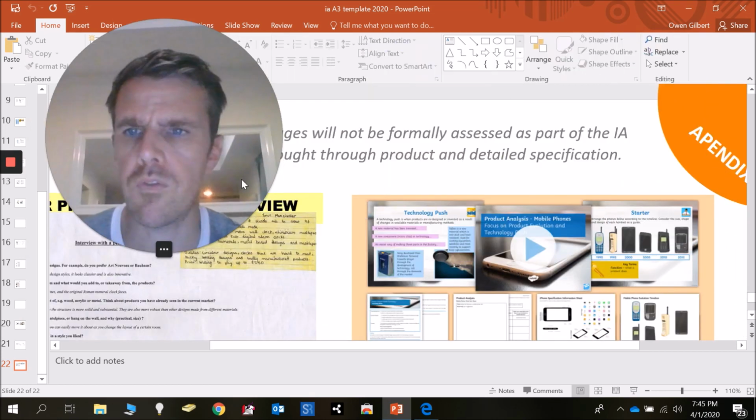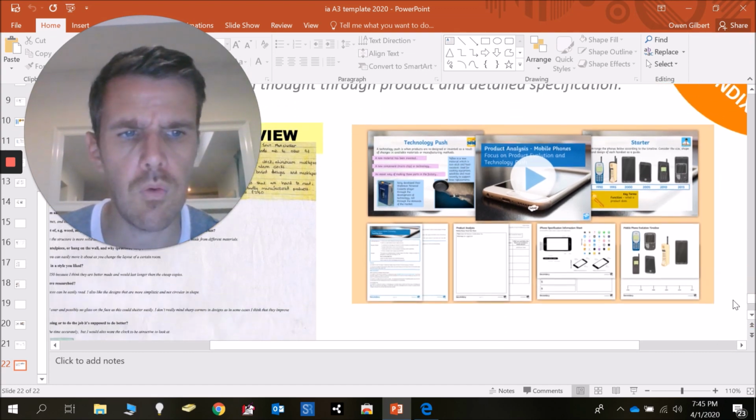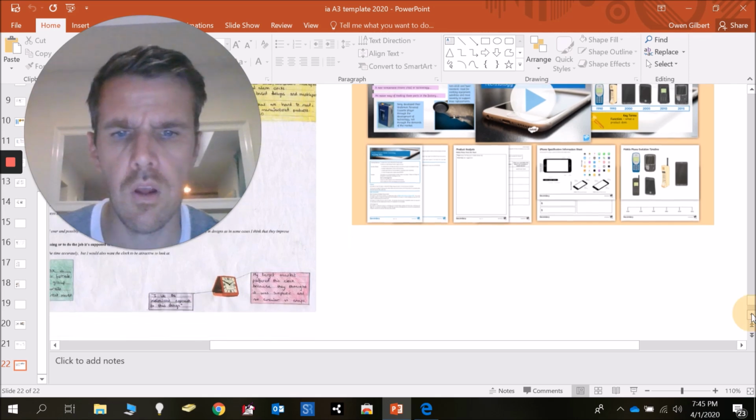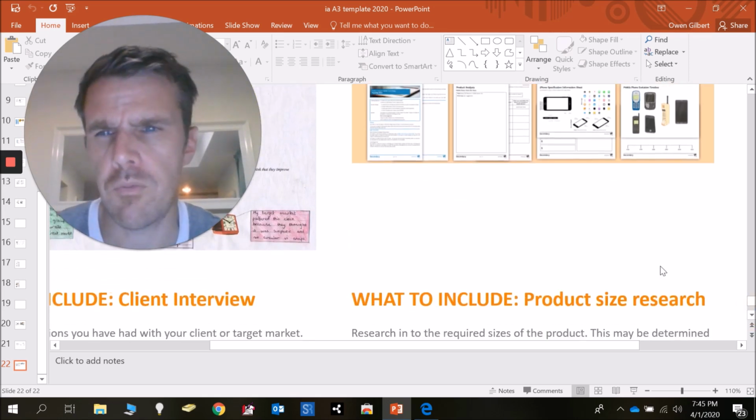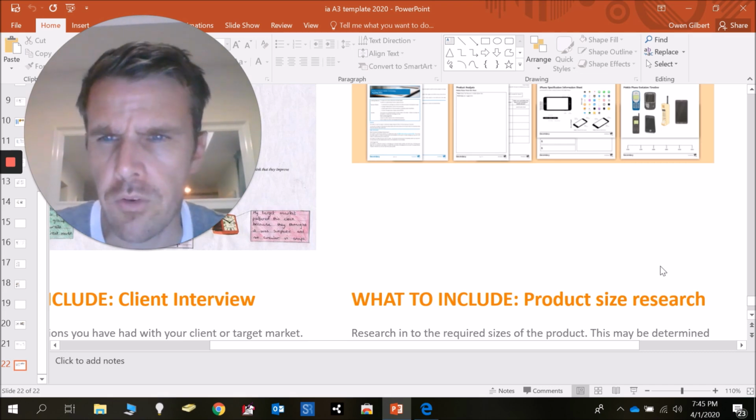I'll just move this over to here. Possible ideas for sizes, if your product holds things, or if it's going to go somewhere else. So that's this week's work, or this lesson's work, I should say.